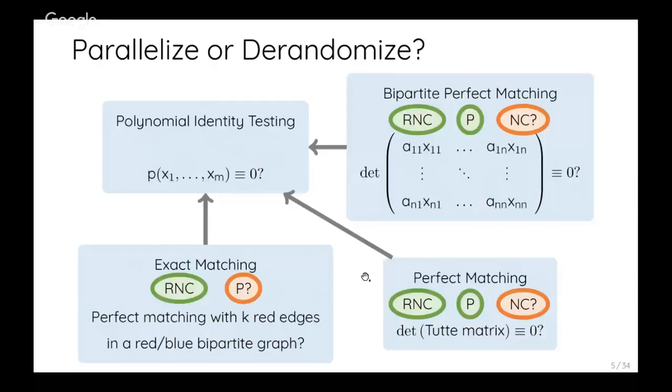Finally, you can also define a search version of polynomial identity testing. The search version would be: if your polynomial is not identically zero, just give me a monomial whose coefficient is non-zero. In the three problems I mentioned, these reductions also preserve the search version. So if you can answer that for polynomial identity testing, you can answer that for bipartite perfect matching and exact matching. There is a very general technique called the isolation lemma that also solves the search version of all of these things in randomized NC. So this is the main reason we are interested in this question.